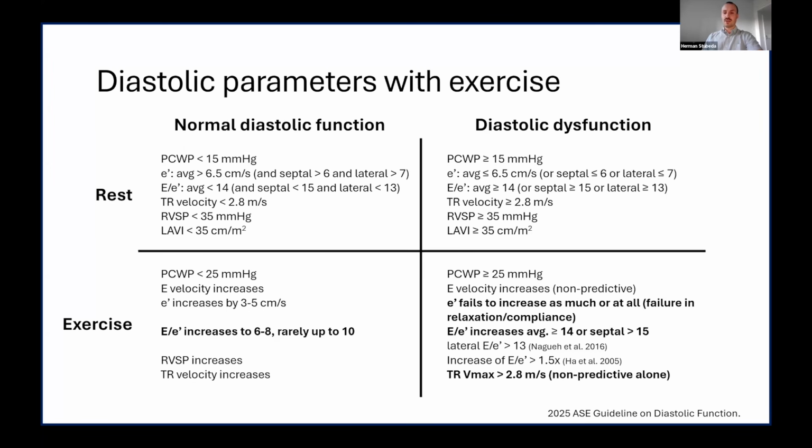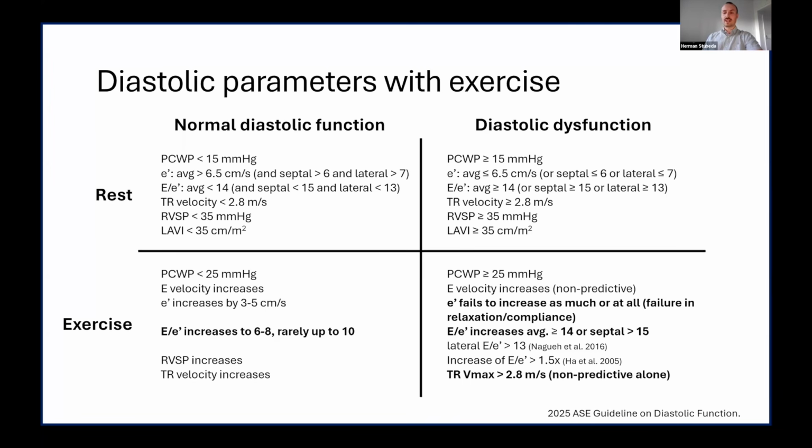However, the E prime velocity will also increase, but not as much. And this will allow the E/E prime ratio to go up mildly in a healthy person. A normal E/E prime ratio should be about 6 to 8 with exercise, but also below 10 for most cases. However, in diastolic dysfunction, E prime is going to fail to increase due to a failure in relaxation. And so the E/E prime ratio is going to go up much higher.